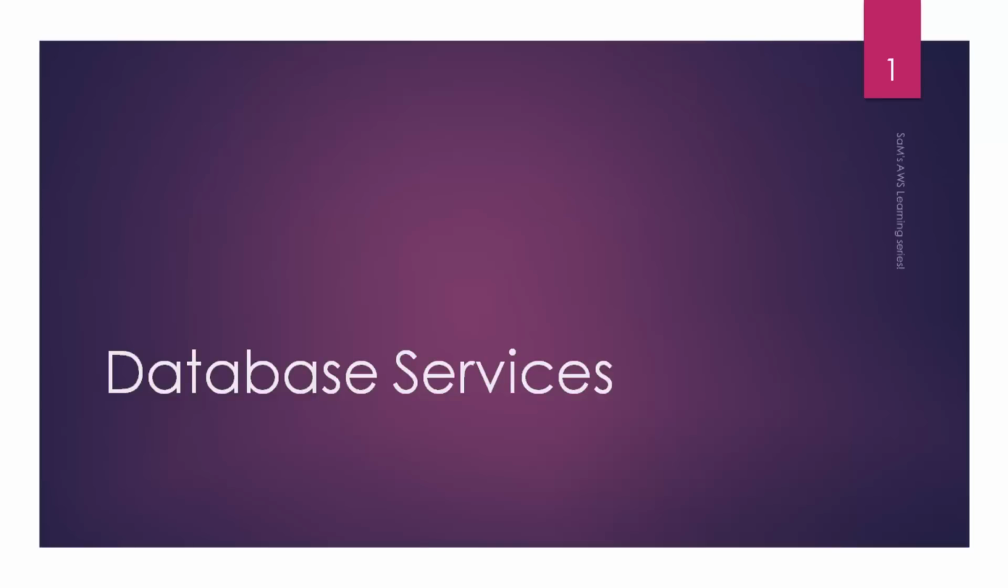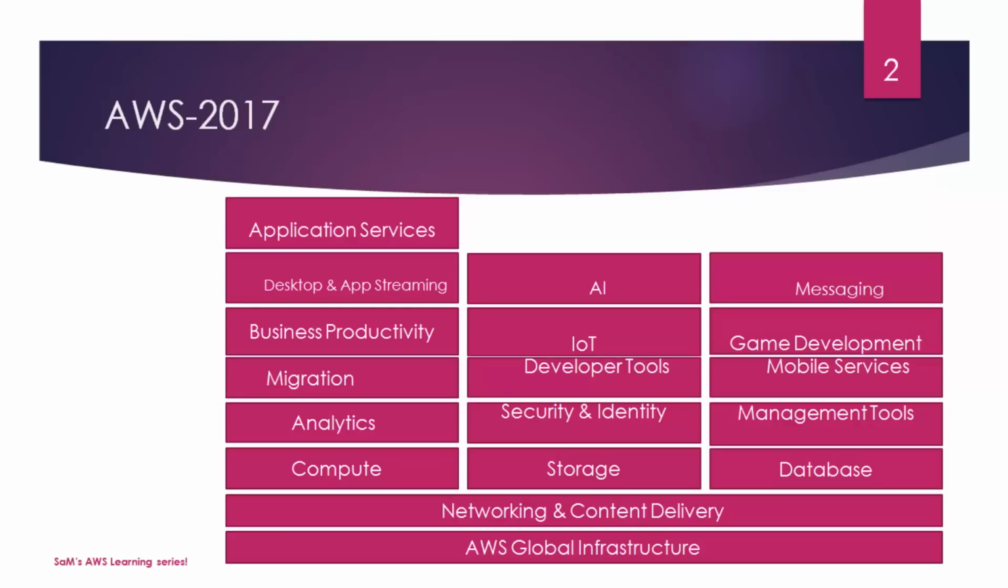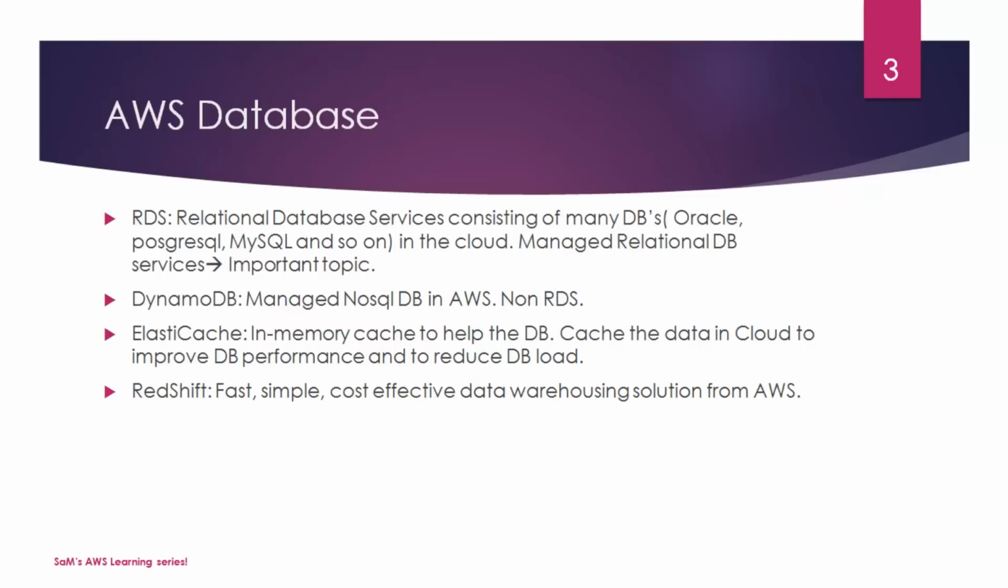Database services. So we have already seen AWS global infrastructure, networking and content delivery. We have already covered compute service and storage. And database is one of the important topics for the exam. Let's talk about the key offerings from AWS in this section. We have got RDS, we have got DynamoDB, we have something called ElastiCache, we have Redshift as well.